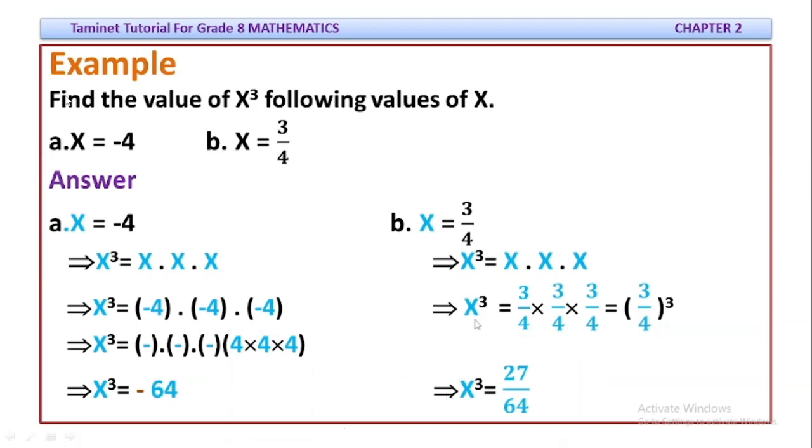Here, x cubed is 3 over 4, 3 over 4, 3 over 4. 3 times 3 times 3 is 27. 4 times 4 times 4 is 64. So 27 over 64 is the cube value of 3 over 4. The cube value of negative 4 is negative 64. But the square value of 4 is positive 16. This is the difference between squaring and cubing a number.